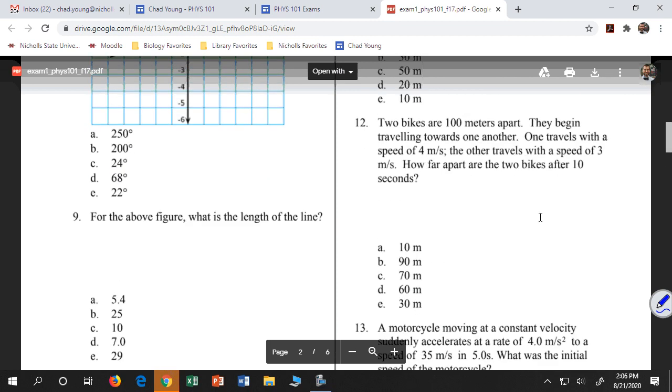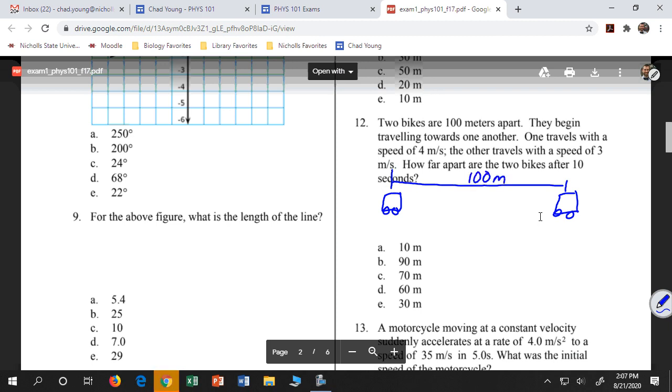Oh, this one, number 12, or I think there was a variation of number 12, where I have two bikes that are either moving apart or moving together, and I want to find the distance between the bikes after a certain amount of time. In this case, I'm just going to draw them as rectangles. I'll put some wheels on. They're square bikes. They're 100 meters apart. So this distance is 100 meters.